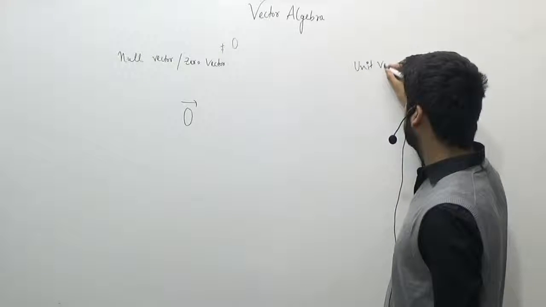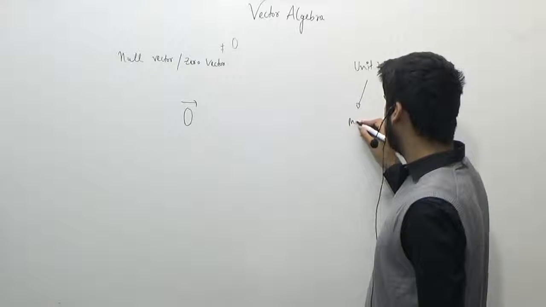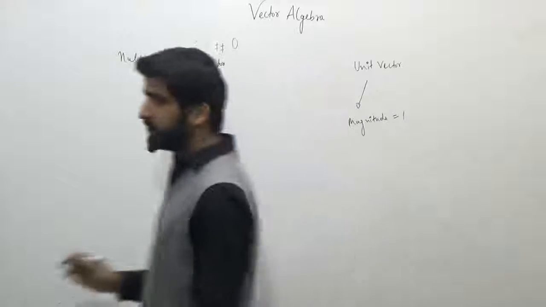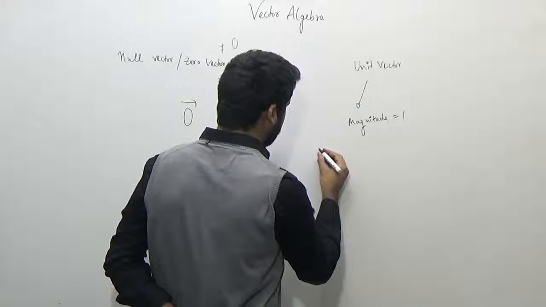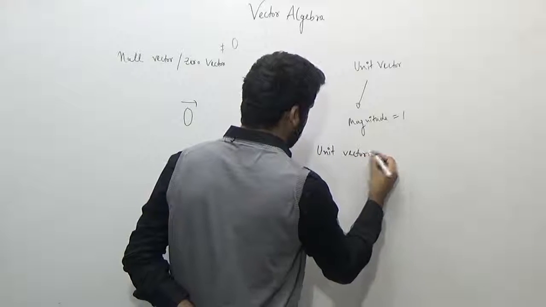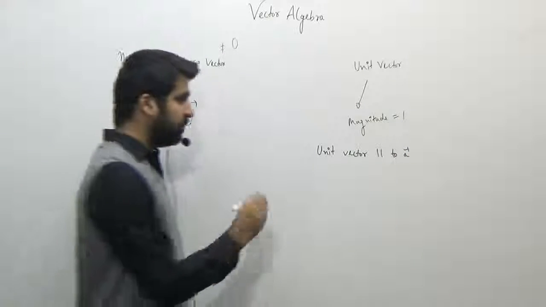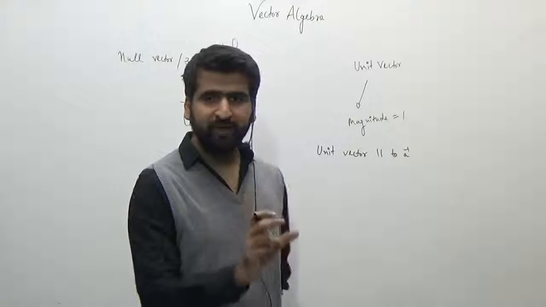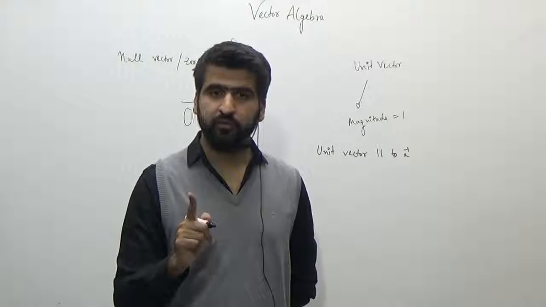Next is unit vector. From the name only, it is pretty much clear that unit vector is the vector whose magnitude is 1. So the vectors whose magnitude is 1 is unit vector. Now how do we represent it? If I want to calculate, let's say, a unit vector parallel to A vector, how will we find it? We know that it has magnitude only 1. So if we divide the vector by its magnitude, we will get a vector with only unit magnitude, right?